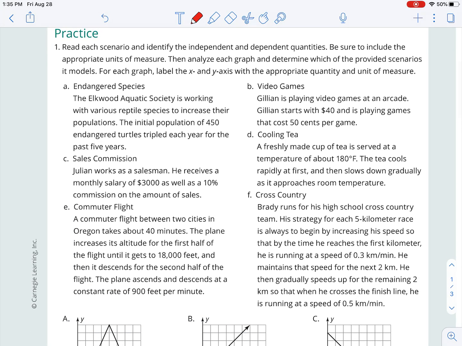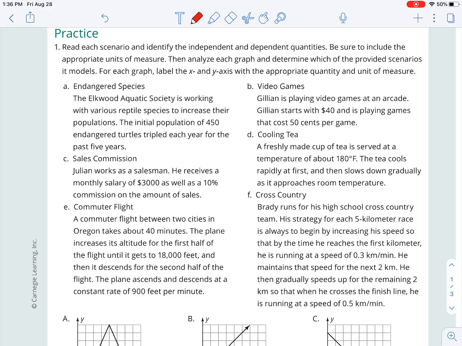Okay, so let's do the practice now. Read each scenario, identify the independent and dependent quantities, and be sure to include the appropriate units of measure. Then analyze each graph and determine which of the provided scenarios it models. So it's going to be the same thing we did in our notes for activity 1.1, which started back on page M1-9. Those are the set examples we're going to use here.